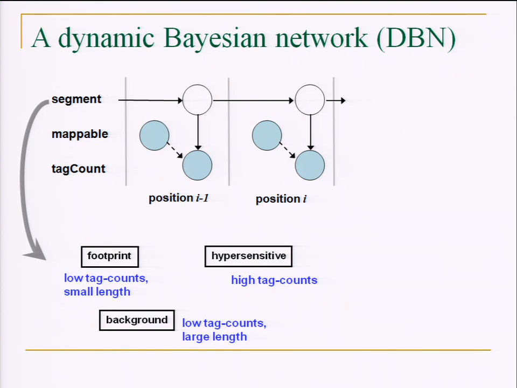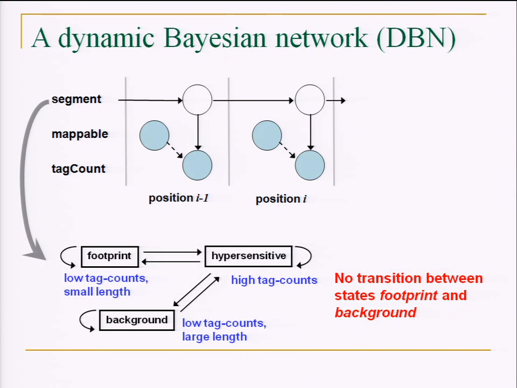You may notice that there is a segment node in the diagram, and this diagram also shows the transition. Notice there is no direct transition between the footprint and the background. This is because the footprint segment has to be flanked by hypersensitive segments. Footprints are regions of low counts in the middle of high accessibility.